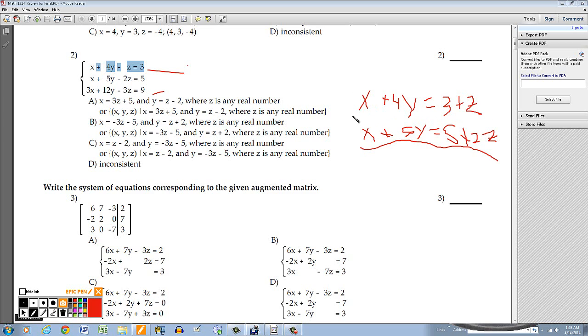Multiplying by -1, the left side will just give me -x, and x cancel. -4y and 5y is y equals. And then over here, -1 times 3 is -3, and 5 is 2. And then -1 times z is -z, and a plus 2z is a plus z.